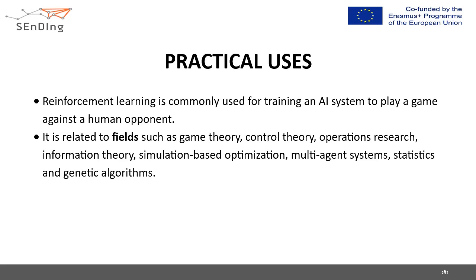Reinforcement learning is commonly used for training an artificial intelligence system to play a game against a human opponent. It is related to fields such as game theory, control theory, operations research, information theory, simulation-based optimization, multi-agent systems, statistics, and genetic algorithms.